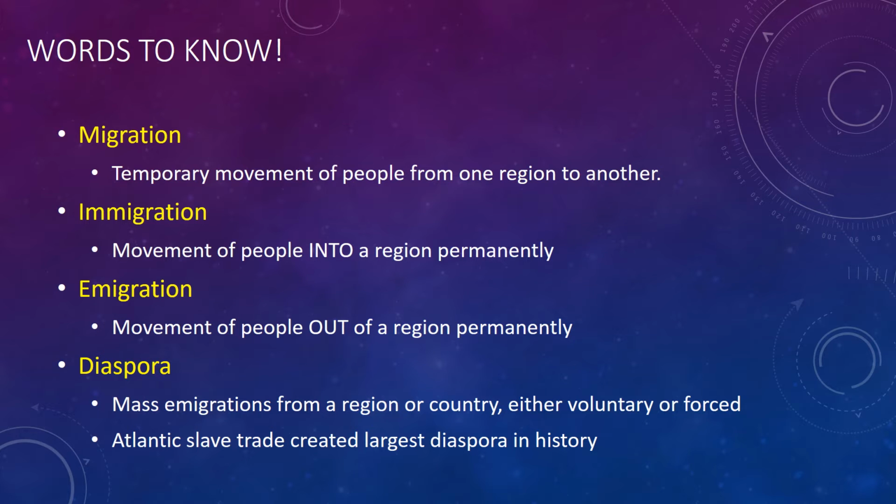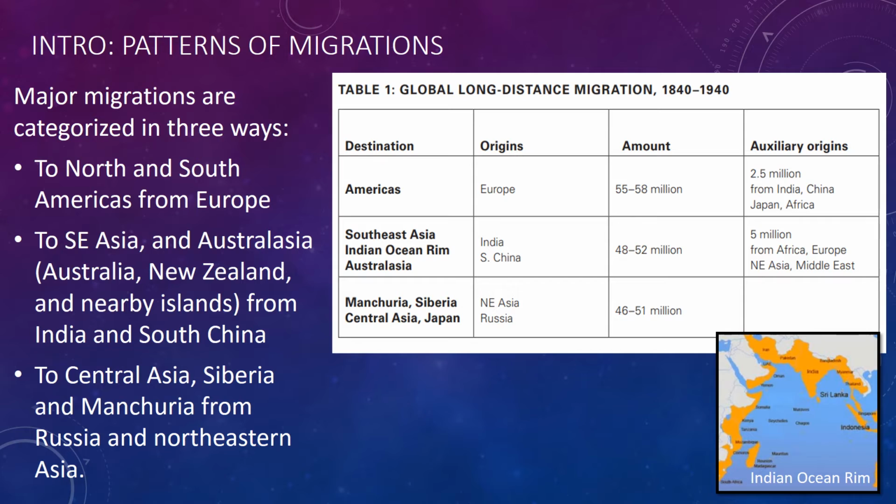So for this next slide, we're going to be looking at two of these three movements in migration patterns. We're looking at where people are immigrating to. So they're emigrating from their country and immigrating, or they're migrant workers in these particular regions.